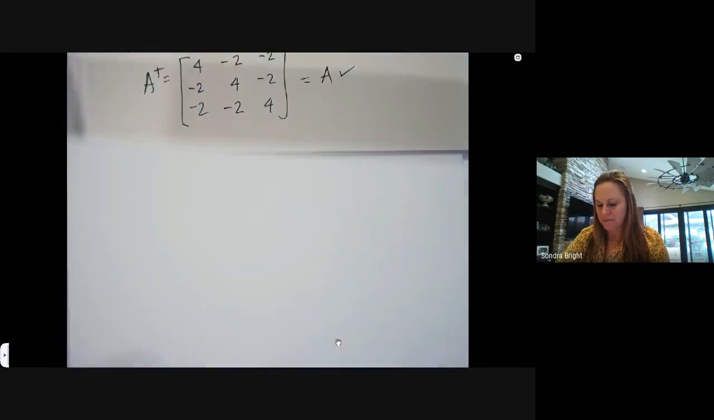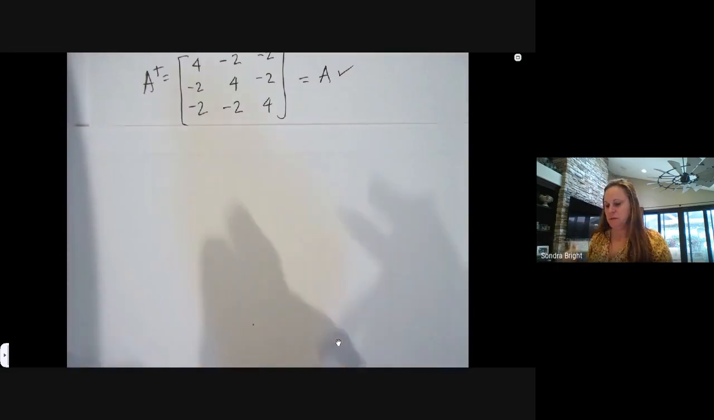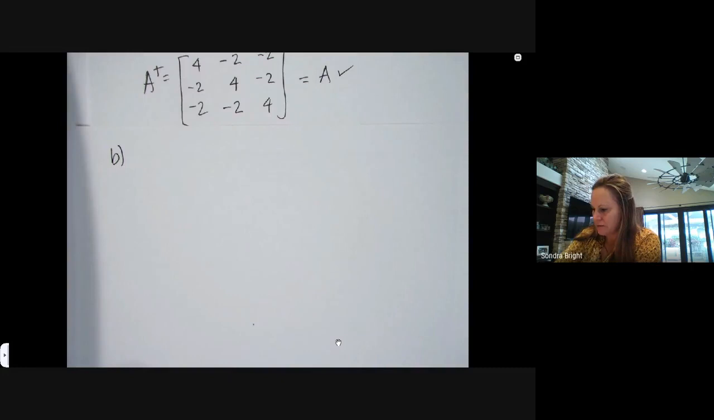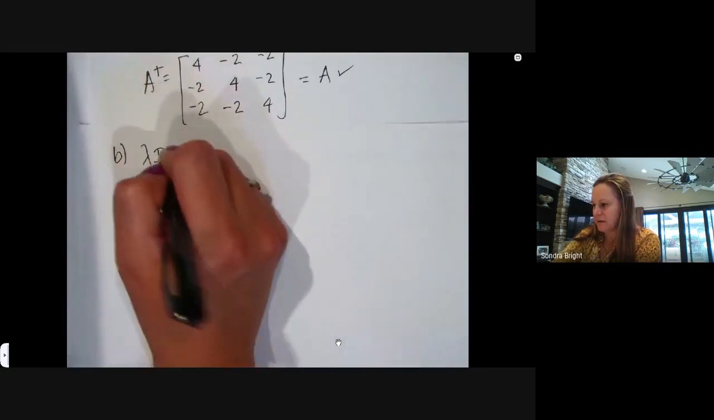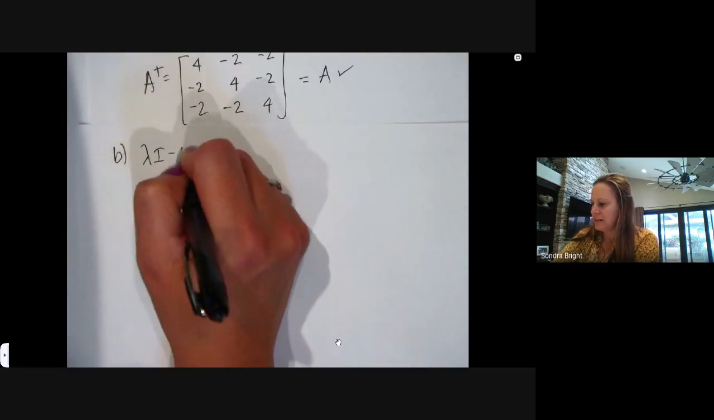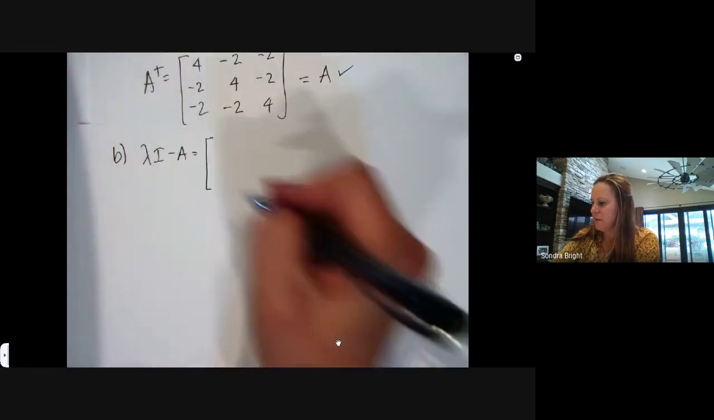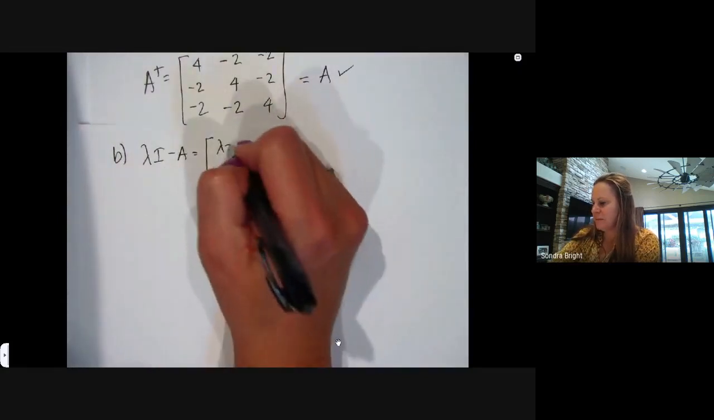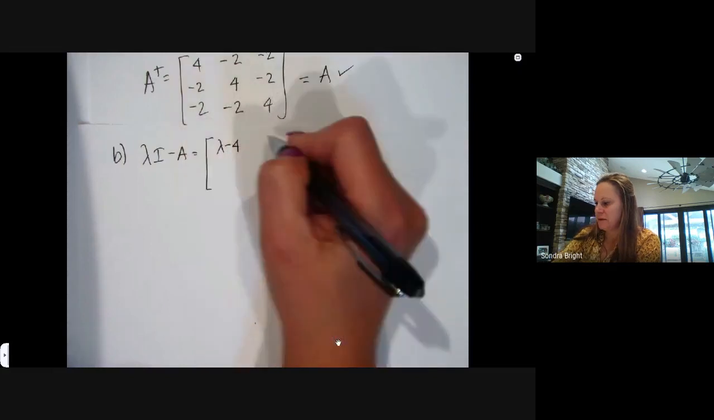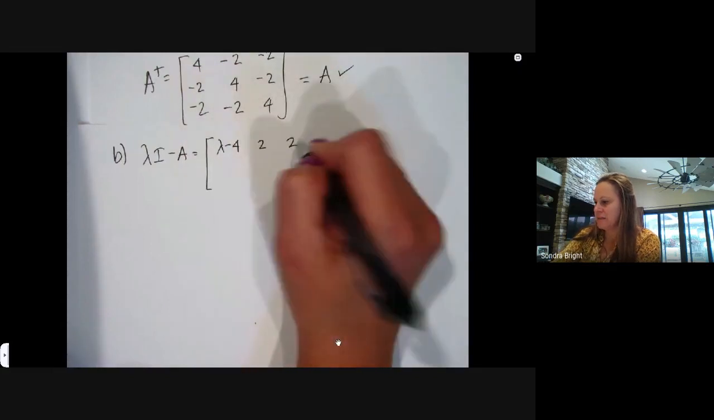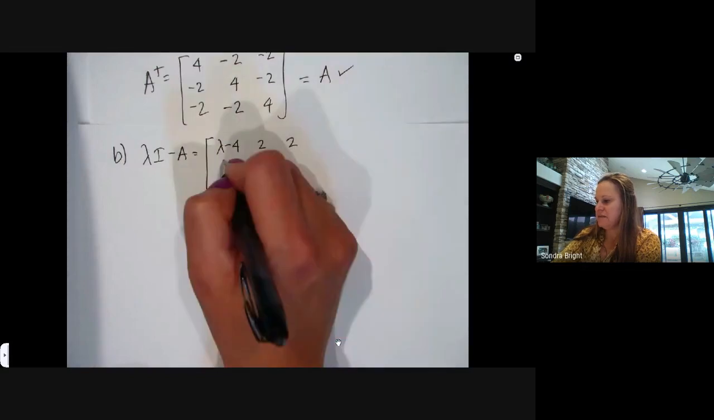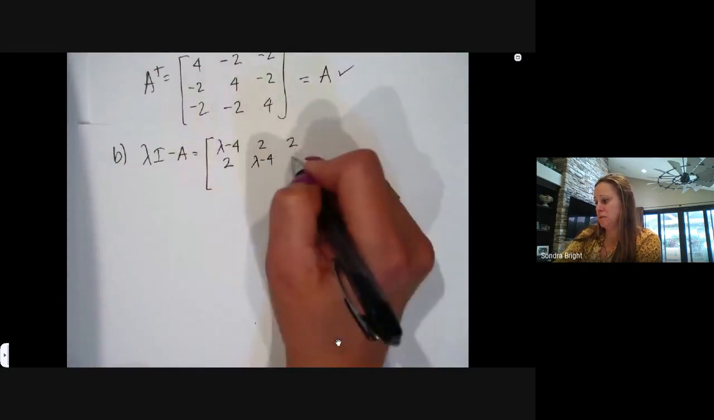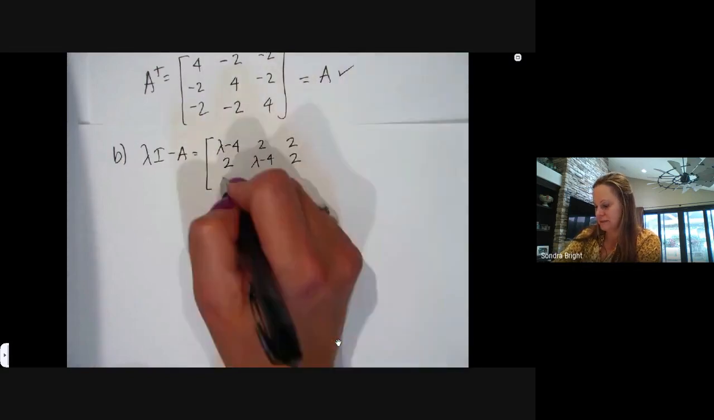Part B wants you to find the eigenvalues. So let's start with lambda times the identity matrix minus A, which would be lambda minus 4, 0 minus -2, 0 minus -2, 0 minus -2, lambda minus 4, 0 minus -2, 0 minus -2, 0 minus -2, and lambda minus 4.